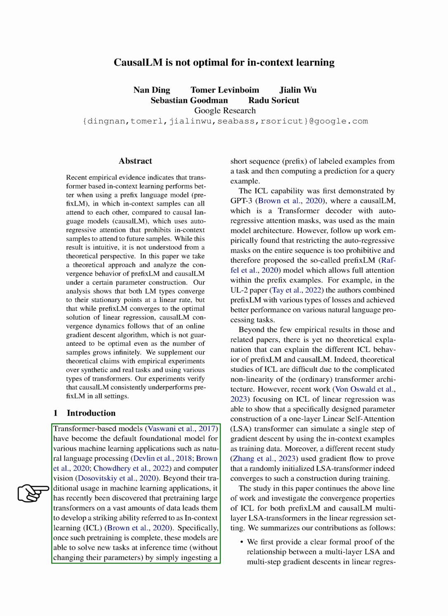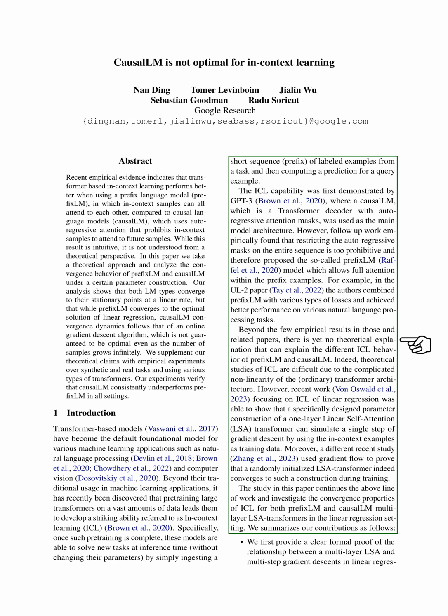Recently, it's been found that if you train these large transformers on a massive amount of data, they develop an impressive ability known as in-context learning, ICL. What this means is that once the training is done, these models can tackle new tasks during the inference phase, without any changes to their parameters, by simply taking in a short sequence of labeled examples from a task and then making a prediction for a query example.